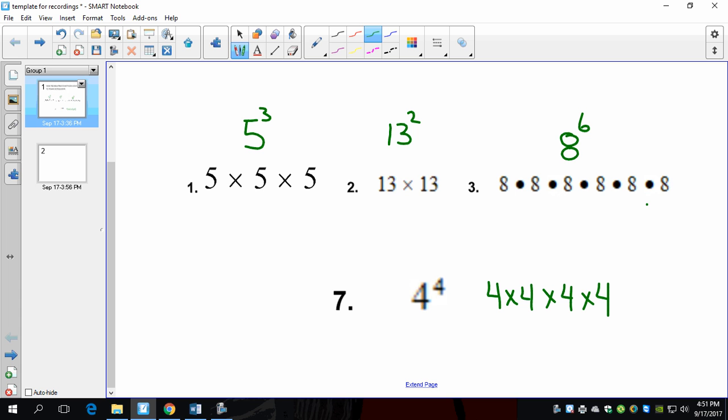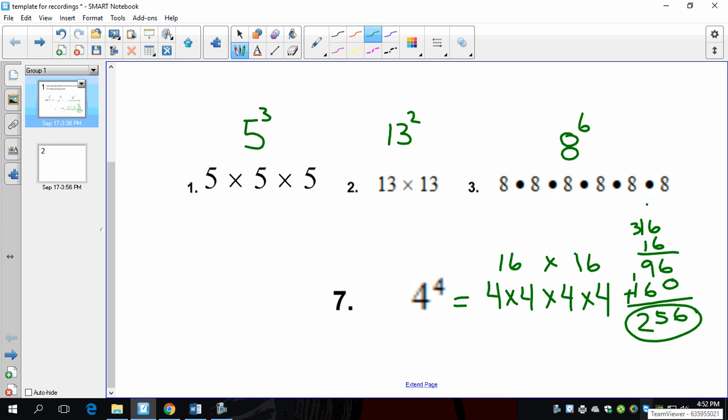If you do 4 to the 4th power, it actually stands for 4 times 4 times 4 times 4. We know 4 times 4 is 16. So if we do 16 times 16, we'll get our answer. And that answer would be 256. So 4 to the 4th power would be 256.